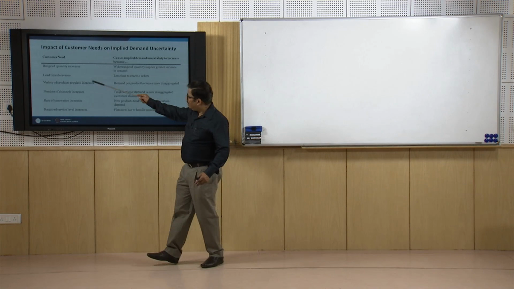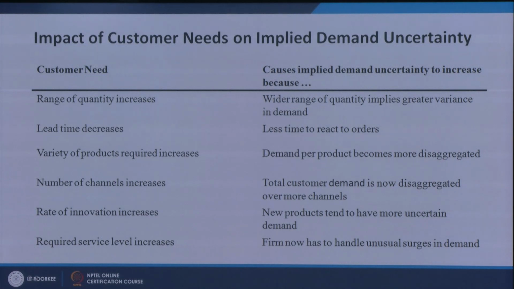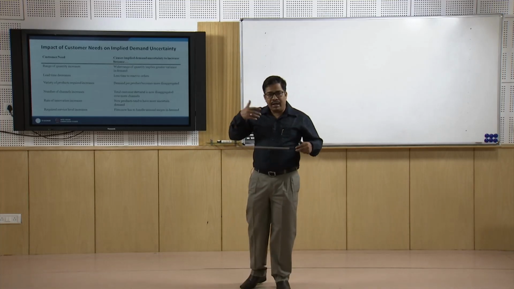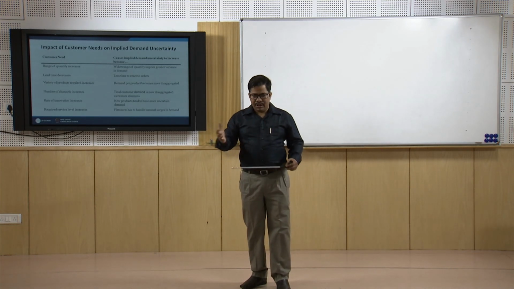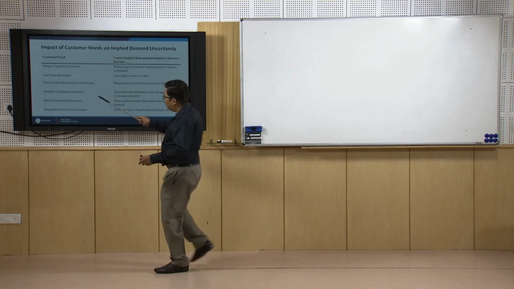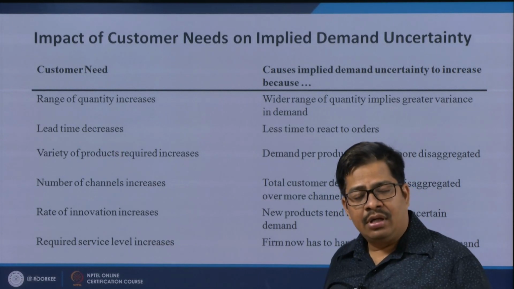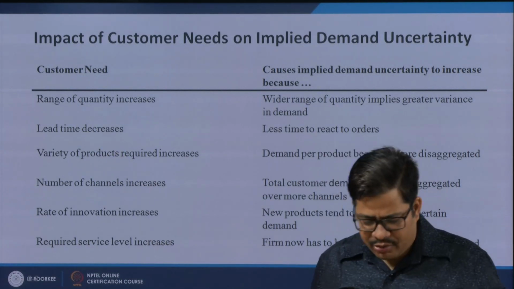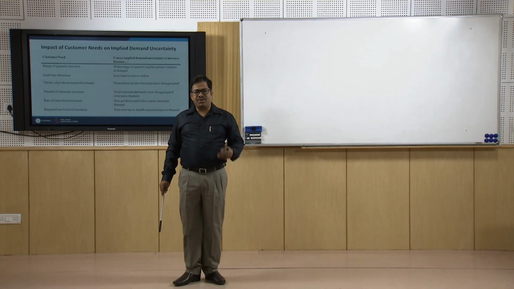Then the customer need is also with respect to lead time. Now, customers continuously expect a certain lead time. When I order the product and when I receive the product, that time gap is known as lead time. The time between when you order and when you receive the product is known as lead time. There was a time 20 or 30 years back when I used to book a Bajaj scooter and I used to get delivery after 4, 5 or 6 years.